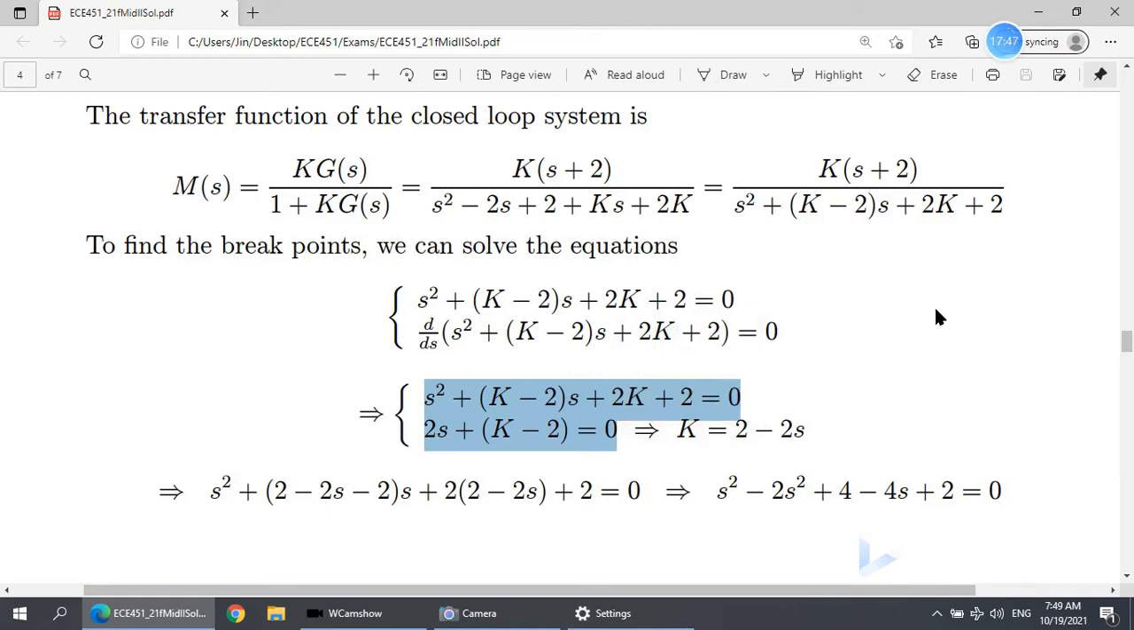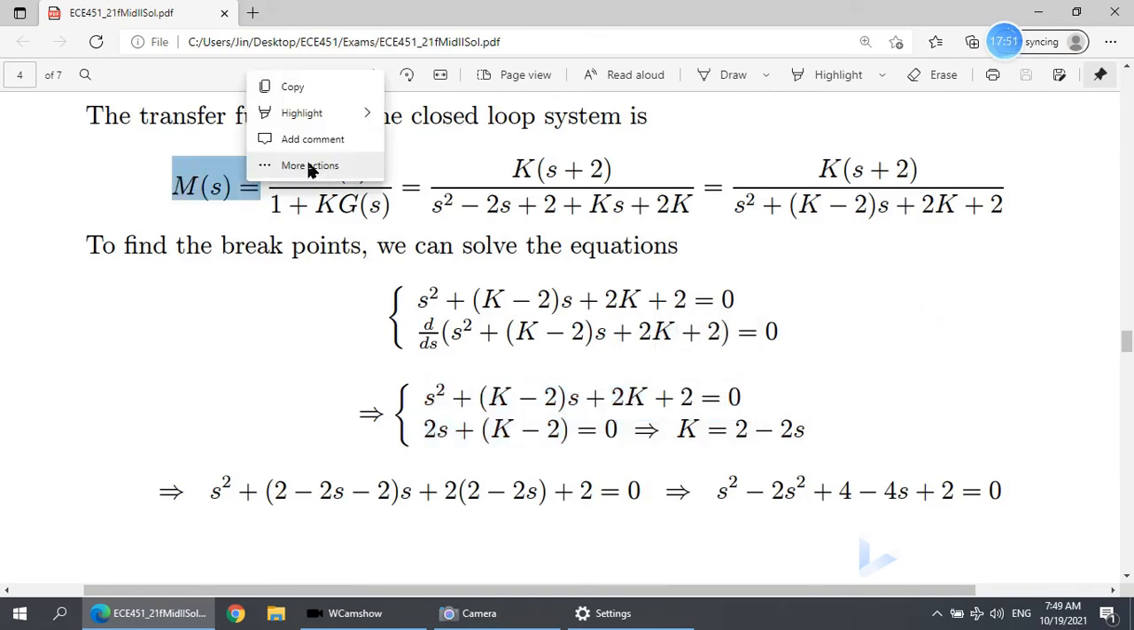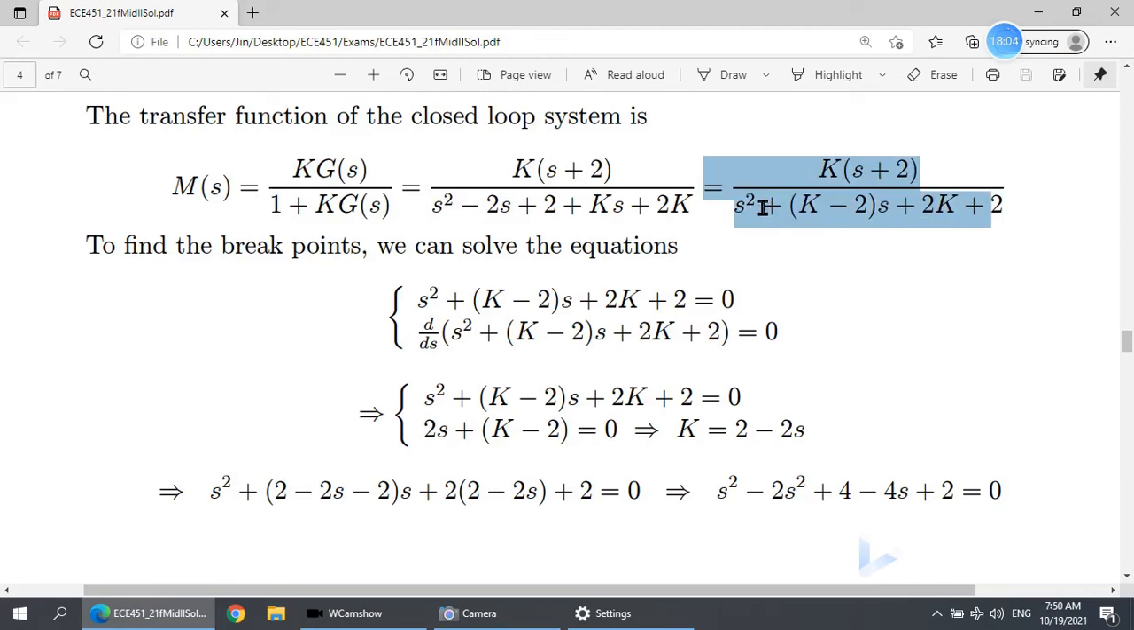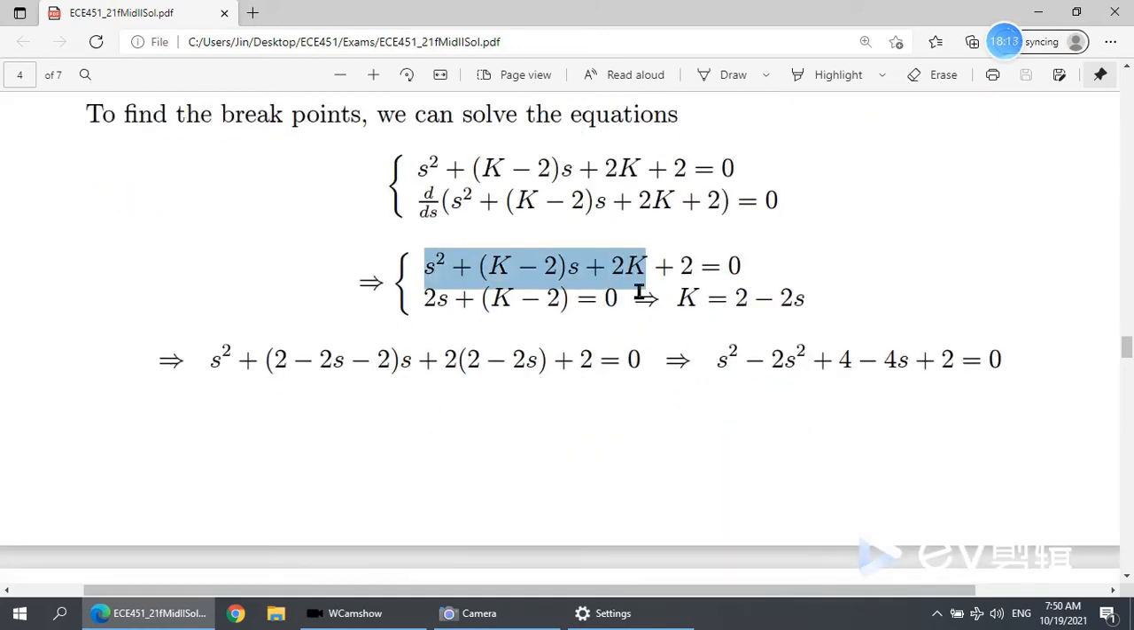Then we try to solve it. So the process is like this. You find the m of s. This is coming from the gain formula, and plug in what is g of s to simplify. You get this one. And then let the denominator equal to 0, and the derivative of the denominator is also 0. Okay, so you have this part. Right? You have this part. Then we try to solve it.